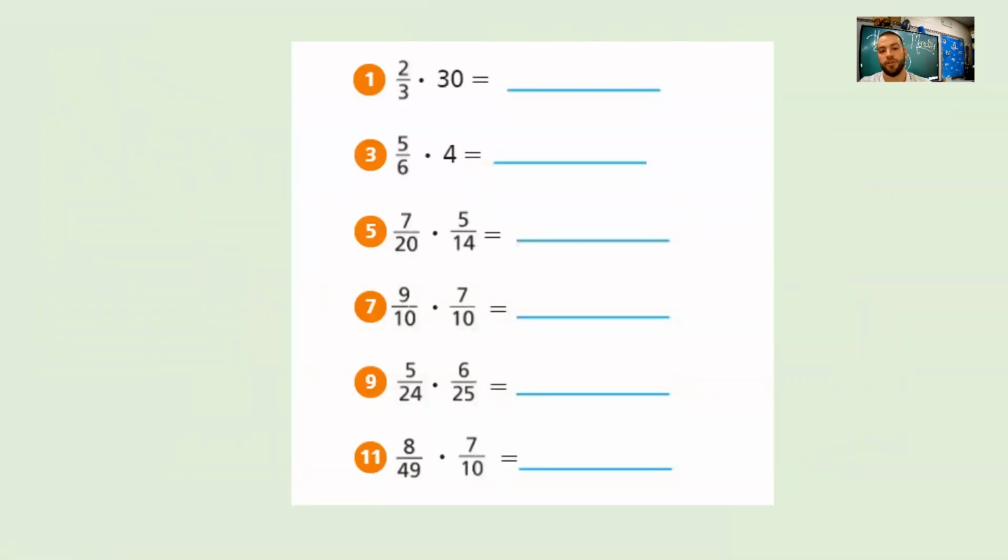Okay, today's homework. First thing we're going to do is 2 over 3 times 30 over 1. Well, we already did that. Okay, let's do the next one. First thing that we want to do, so we're going to go down again, right? For number 3, 5 over 6 times 4 over 1. You got to put a 1 under it, turn it into a fraction. And then you can multiply across and get 20 over 6.